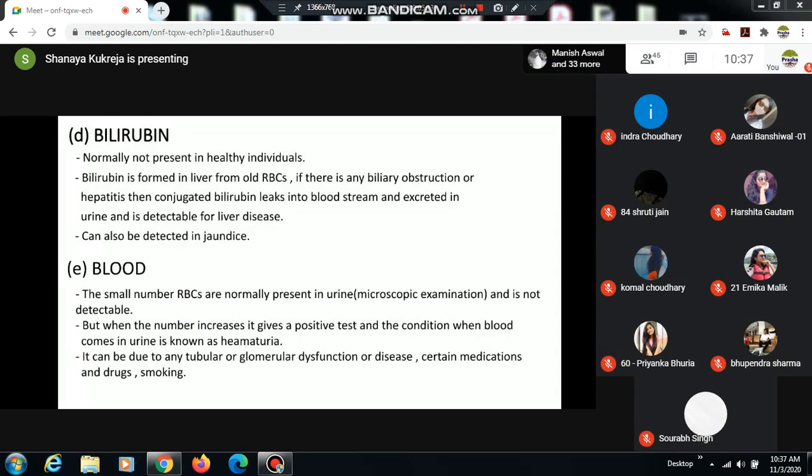Fifth is blood. A small number of RBCs are normally present in urine, which can be seen in microscopic examination and is not detectable, but if the number increases, then it gives a positive test. The condition when blood comes in urine is called hematuria or hemoglobinuria. It can be due to kidney disease, certain medications, smoking, drugs, etc.